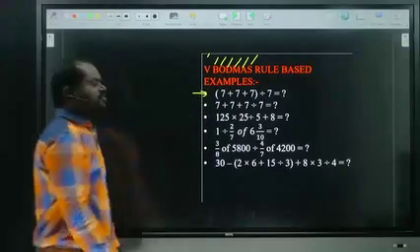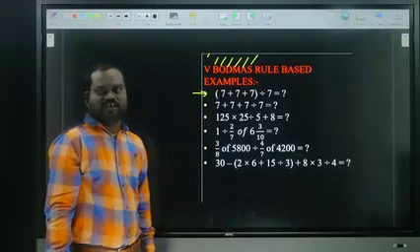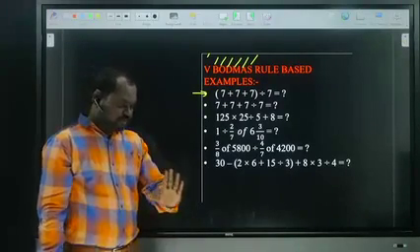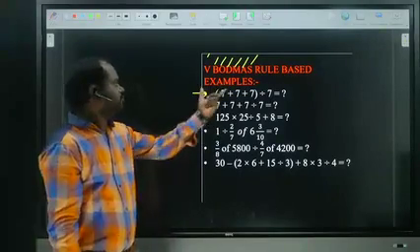first example: 7 plus 7 plus 7 divided by 7. As per the BODMAS rule, the first preference is for the bracket.